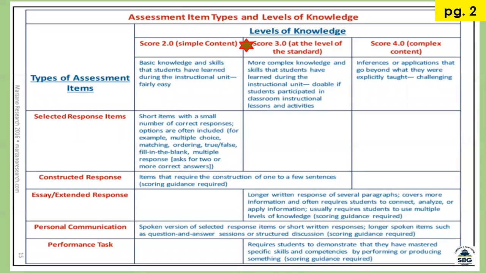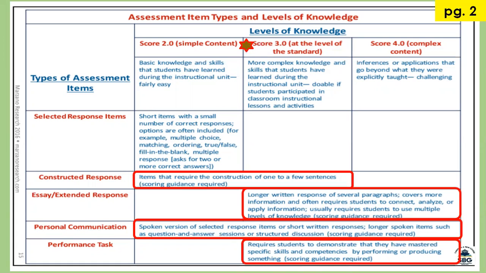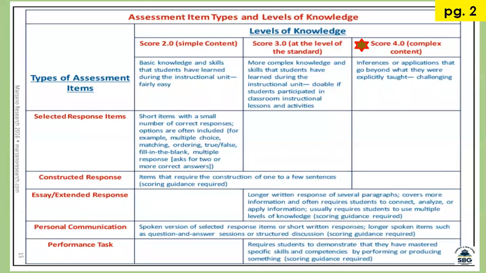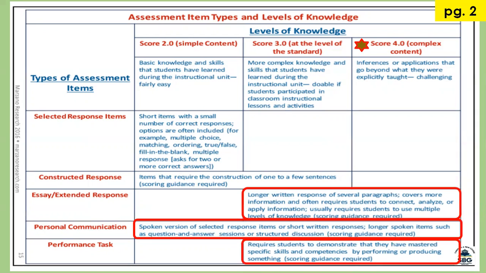Score 3 content and skills, which are more complex concepts to learn, are best assessed using constructed response, essay and extended response, and question and answer assessment item types. Score 4 content and skills, which are concepts that go beyond what learners are explicitly taught, are best assessed using essay or extended response, question and answer, and performance task assessment item types.